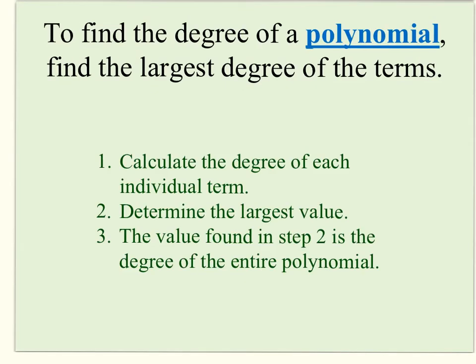Now, what do we do if we're focusing on a polynomial, which is the combination of several monomials? Well, we calculate the degree of each individual monomial within the polynomial, and then we look at the largest value that's there. Whatever the largest value is, that is the degree of the overall polynomial. So let's try a few.